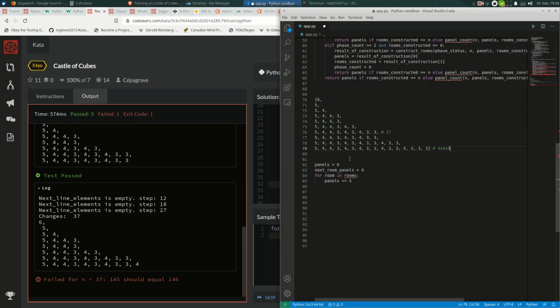So 27, 28, 29, 30, and onward through the numbers. Yeah, that is 4 times 4 times 4, which amounts to 64, which is great.